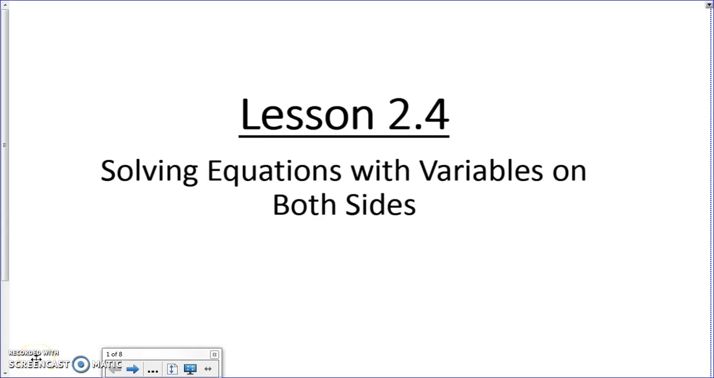Lesson 2.4, Solving Equations with Variables on Both Sides. The objective here is to solve equations that have variables on both sides of the equation.